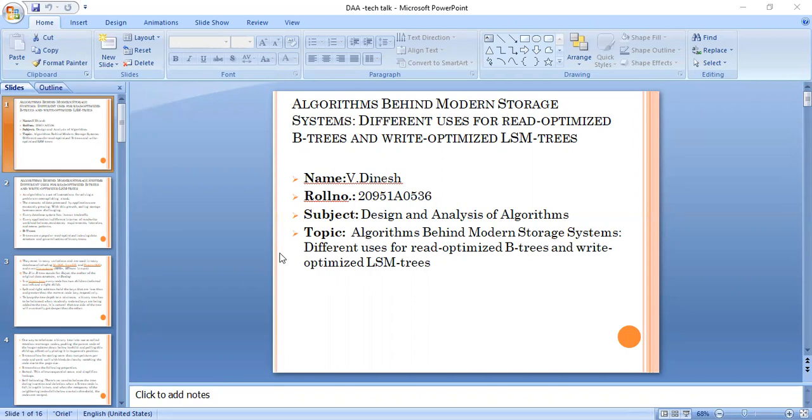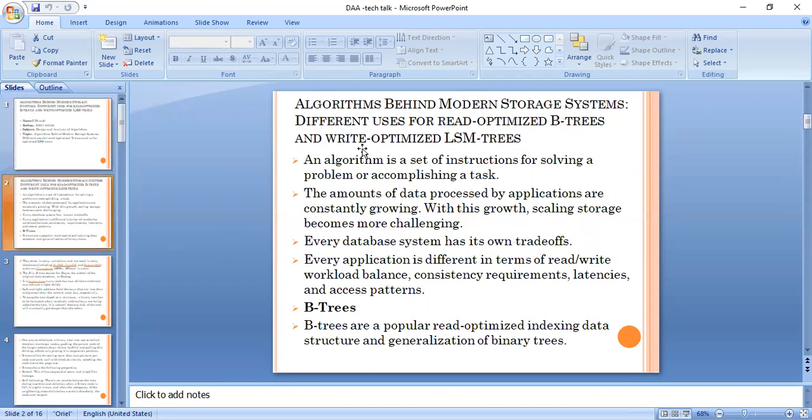Different uses for read-optimized B-trees and write-optimized LSM trees. An algorithm is a set of instructions for solving a problem or accomplishing a task. The amounts of data processed by applications are constantly growing. With this growth, scaling storage becomes more challenging. Every database has its own trade-offs. Every application is different in terms of read or write workload balance, consistency requirements, latencies, and access patterns.